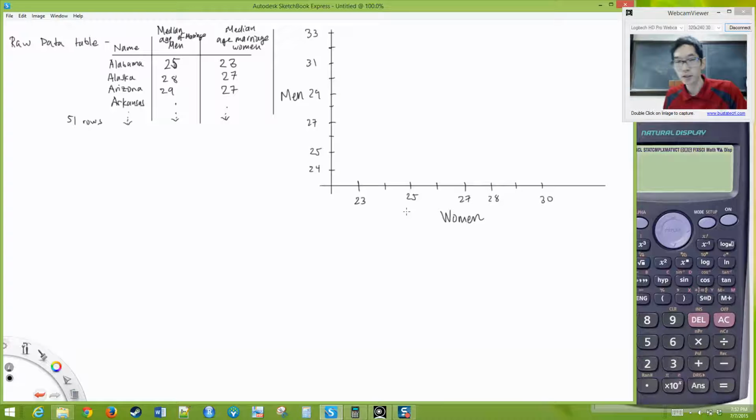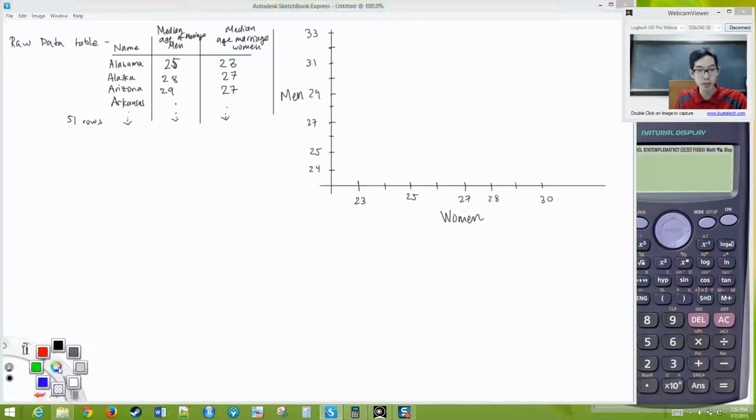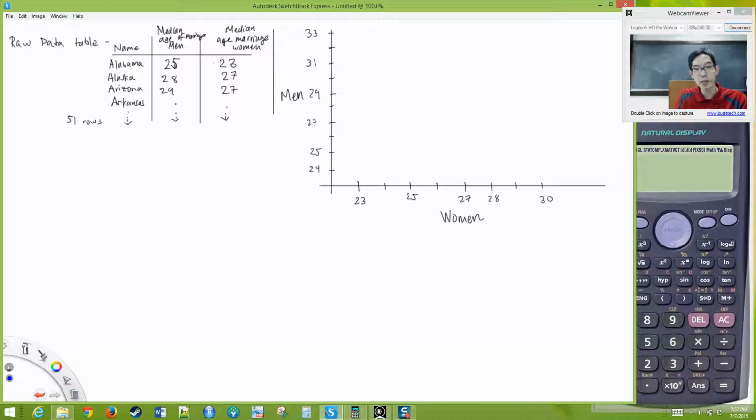Okay, and so we would plot each of these. And so Alabama, for the women, the number was 23, and for the men, it was 25. So this dot represents Alabama. Is that okay?